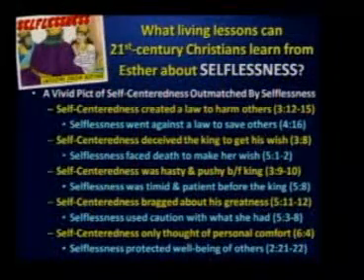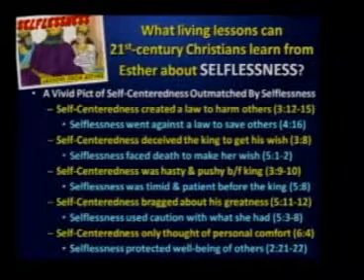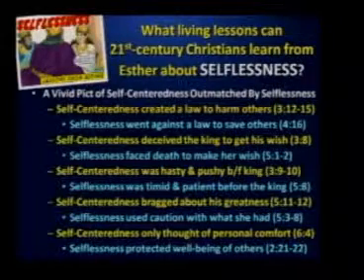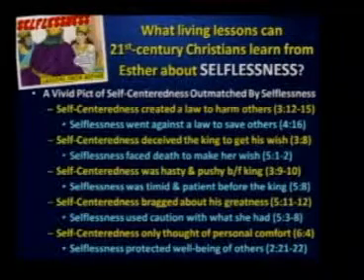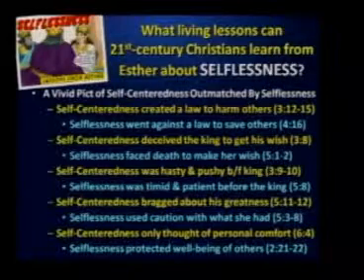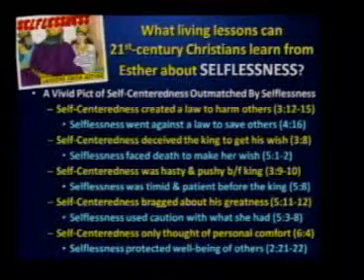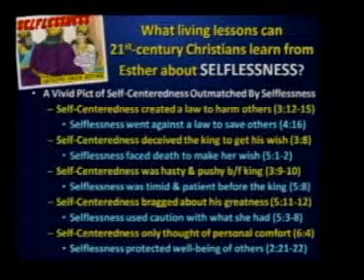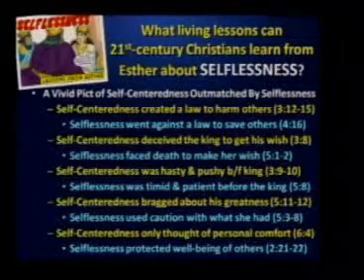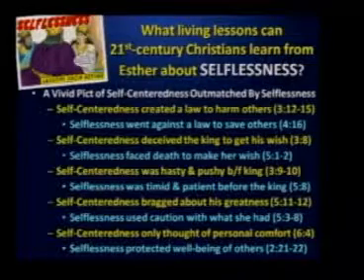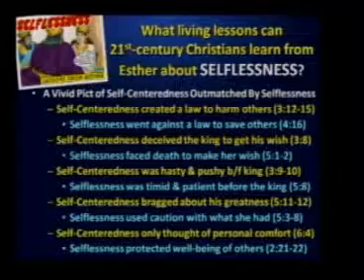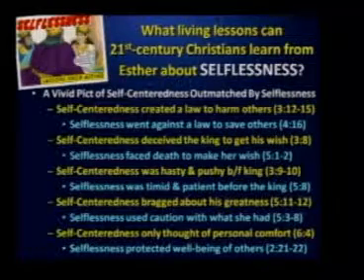Look in chapter 6. He's all about himself. He only wants to make sure that he is taken care of. In chapter 6 and verse 4, the king said, who is in the court? Haman had just entered the outer court of the king's palace. He came there to suggest that the king hang Mordecai on the gallows that he had prepared for him. Why did he come there? Because he wanted to make himself feel better. When he comes before the king, all he wants is his own personal comfort taken care of.